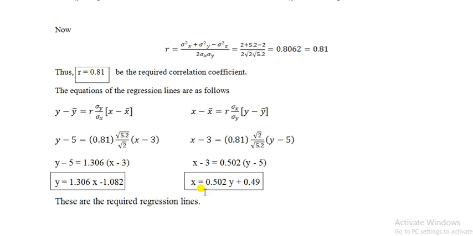And similarly we calculate the second one. So x on y and y on x are both called the required regression lines.